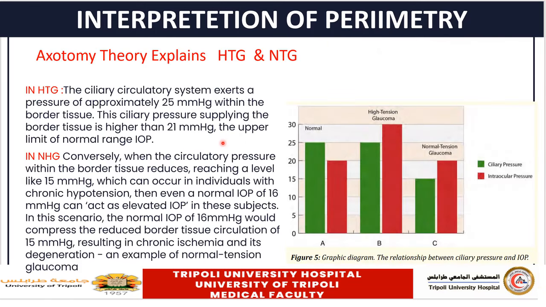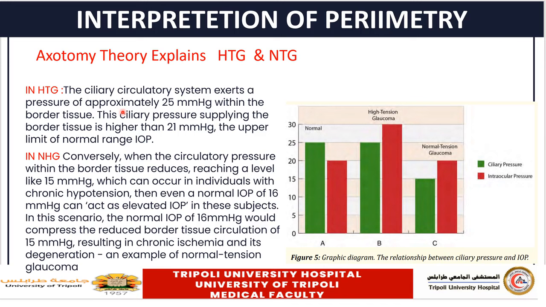Now, among the good things in this theory is that it explains the changes that occur in normal tension glaucoma and in chronic simple glaucoma. So it says that the border tissues around the optic nerve are supplied from the ciliary circulation, which is end arteries, and are not supplied from the central retinal artery. That circulation is a low pressure circulation, around 25 millimeters of mercury. And you know that the intraocular pressure is 21 millimeters of mercury.